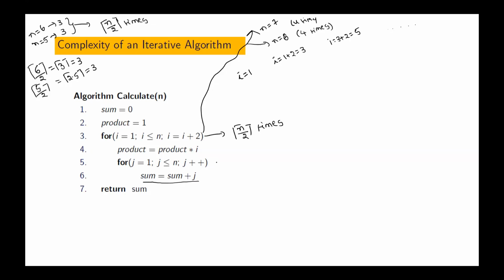Now, how many times is this operation performed? For each value of j, 1 to n, it is n times. This operation is performed n times for each value of i, and the outer loop is repeated n by 2 times. Now you tell me, in total how many times is this repeated? Outer loop n by 2, inner n. So total ceiling of n by 2 into n times it is repeated, no? T of n.